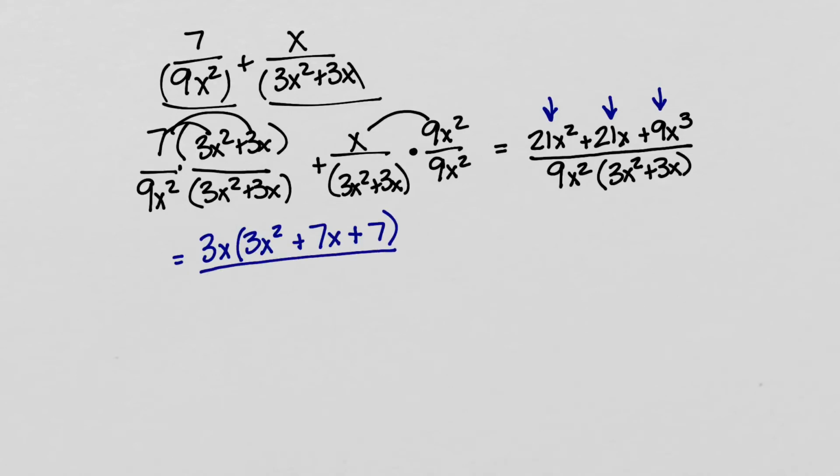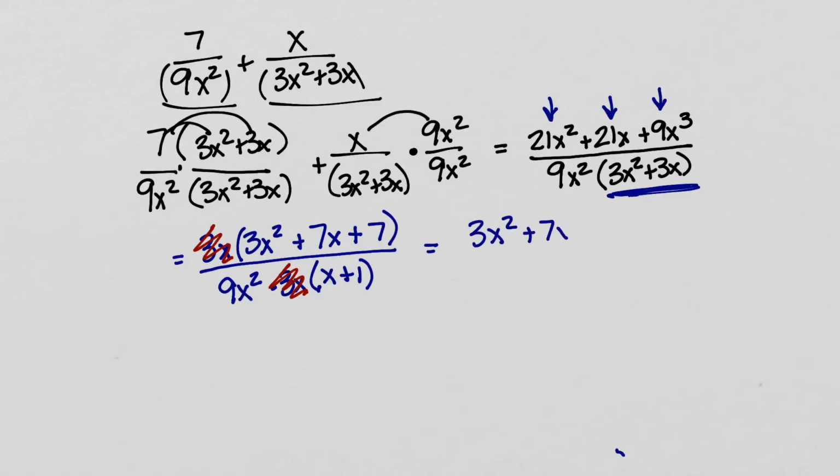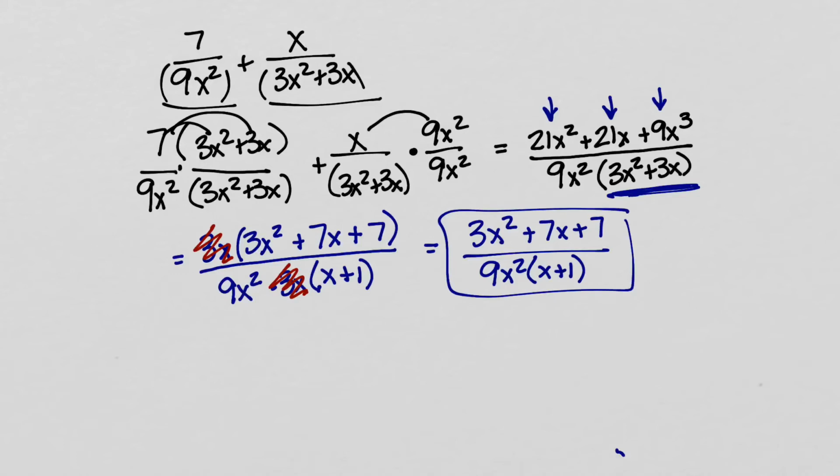And then in the denominator, I still have 9x squared, but I need to factor this one. What can come out of that? Well, with 3x squared and 3x, I can take out a 3x. So I'm going to have a 3x, and that leaves me with an x plus 1. And then we can cross off some things. I have a 3x here and a 3x here, and then it leaves me with everything that's left. So 3x squared plus 7x plus 7 over 9x squared times an x plus 1. And just leave your answer like that because that quadratic on the top does not factor.